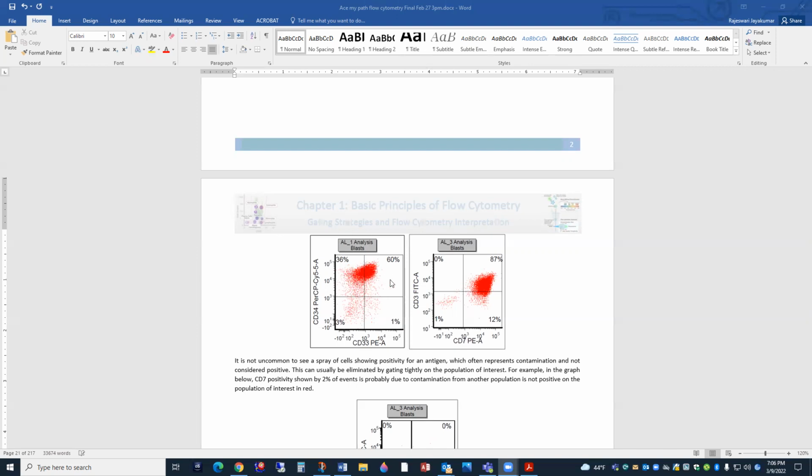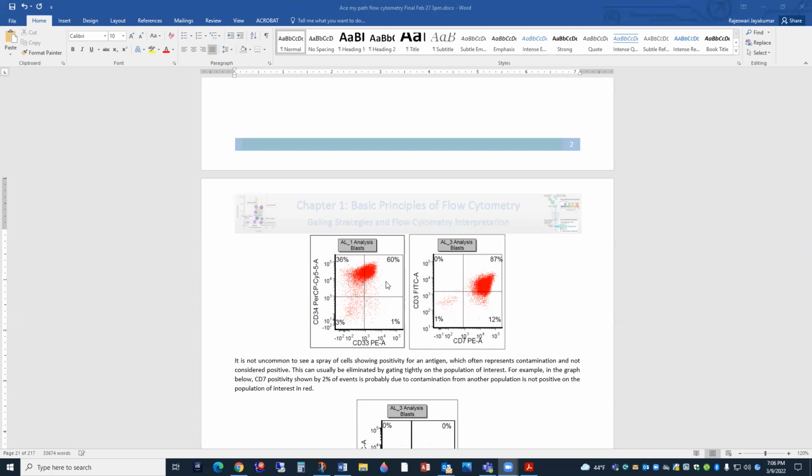So this line also helps. Some labs don't make those quadrants, but if your lab uses those quadrants, then it also helps in determining partial expression or uniform expression. So all of this is uniformly positive for CD34, but it's partially positive for CD33. So that's what the term partial means.